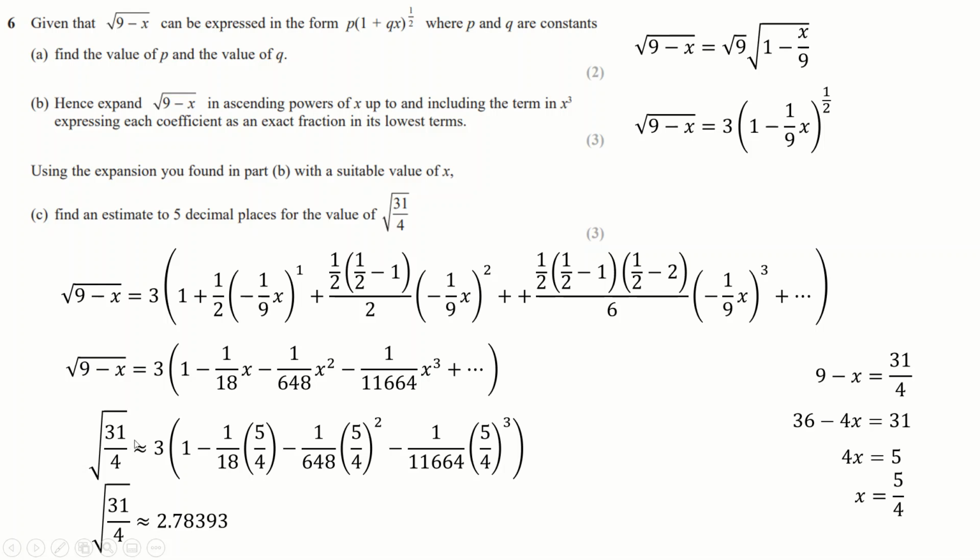I've written approximately equal to because I've got rid of these plus dots, because I've reduced the expansion down, because these terms aren't really going to matter, because I'll be dividing by such a massive amount that it's going to be fairly negligible.